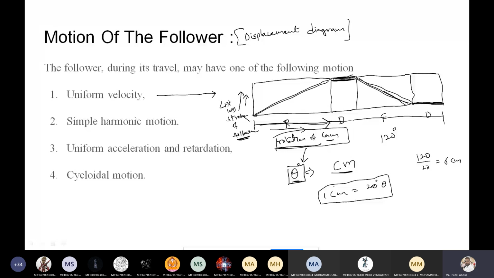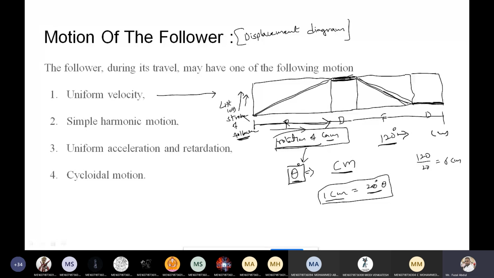So to avoid confusion, my suggestion is to follow this rule: 1 centimeter is equal to 20 degrees. For example, assume that 1 centimeter is equal to 20 degrees. After assuming this, if the question gives cam rotation as 120 degrees, now convert this 120 degrees into centimeters.